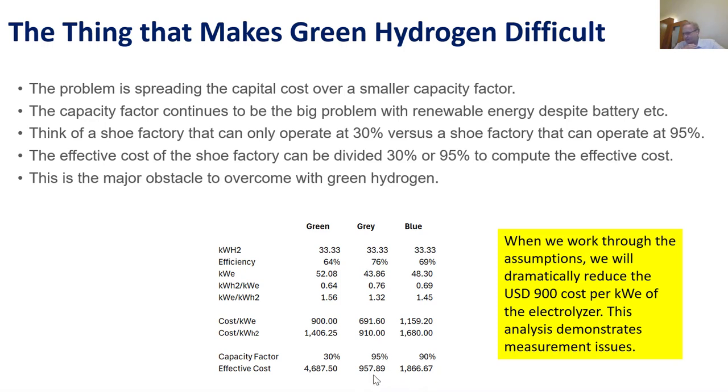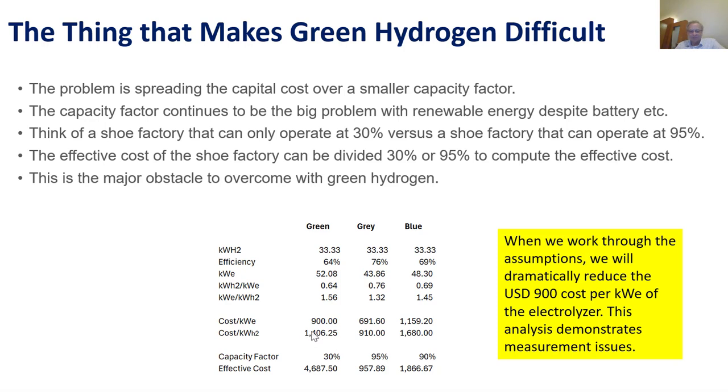But with gray hydrogen, you can get the gas whenever you want. With green hydrogen, we're limited, and I put a 30% capacity factor in here to demonstrate this, and we're going to go crazy talking about the capacity factor before we get into the details of the financial model. And that's the big problem.